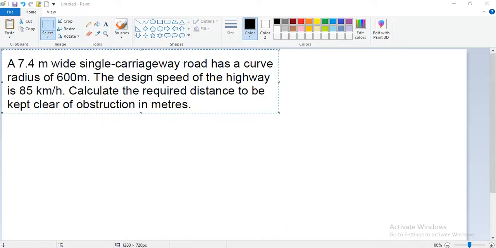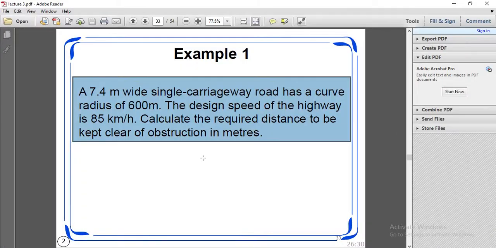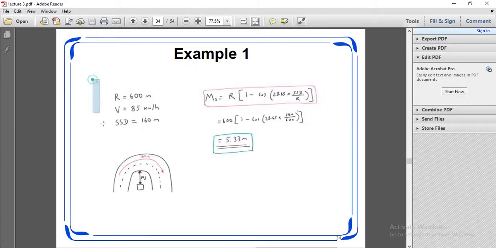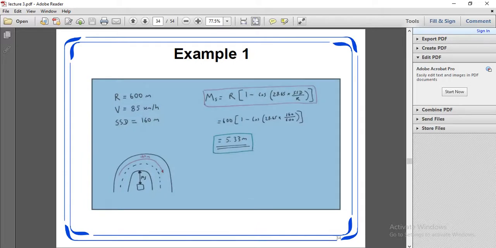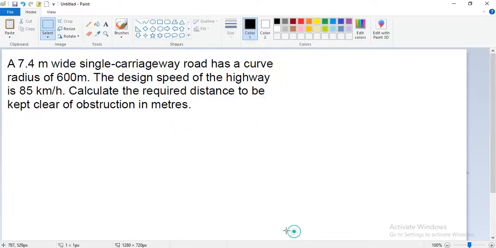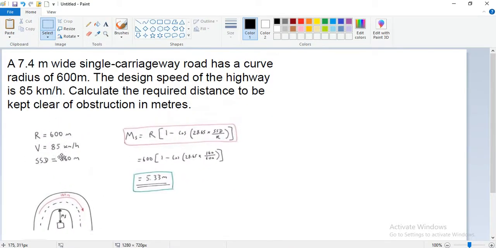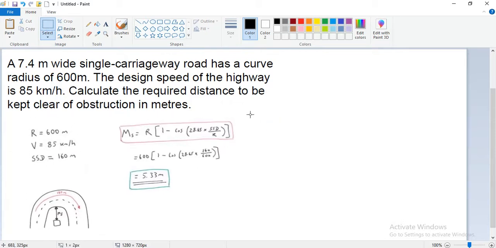This is the question, and the answer will be like this. Now we will solve it. A 7.4-meter wide single carriageway road has a curve radius of 600, so R is equal to 600 meter. The design speed of the highway is 85 km per hour, so the design speed V is 85 km per hour.